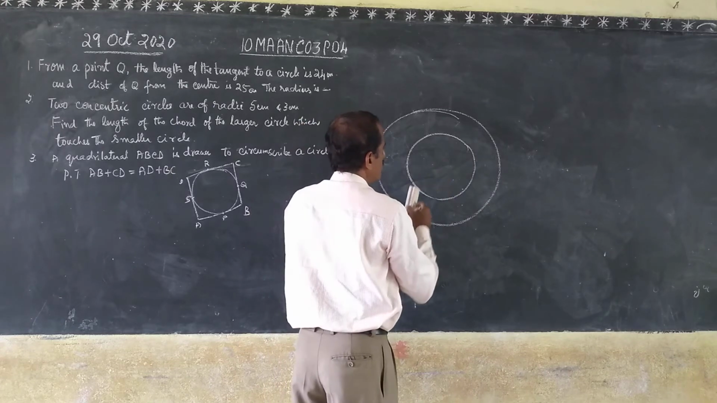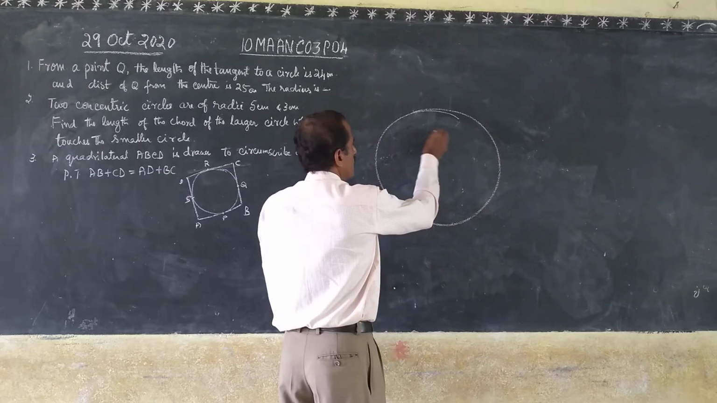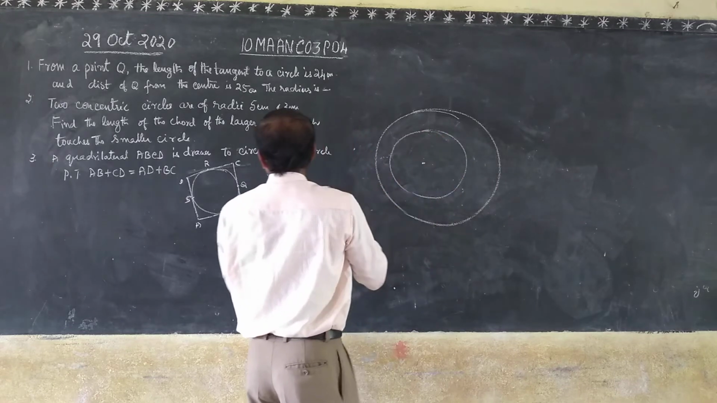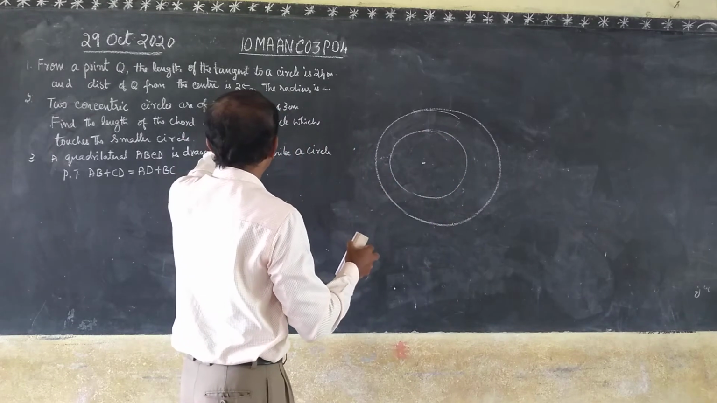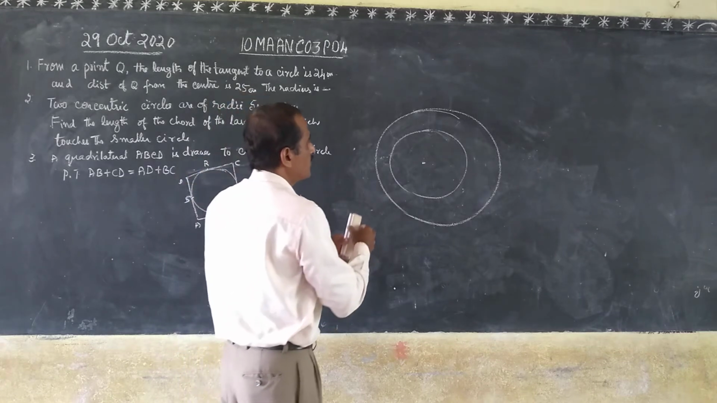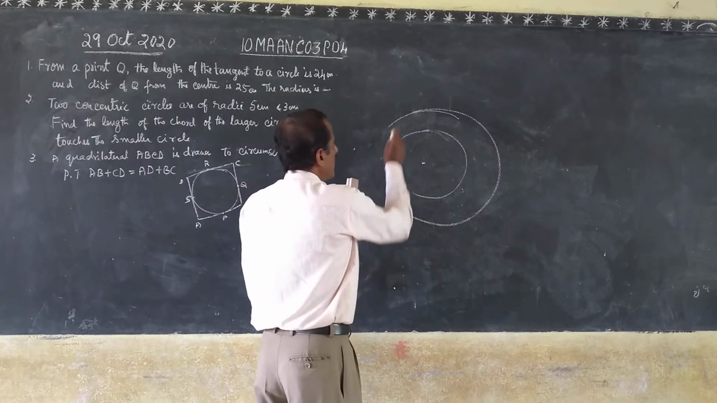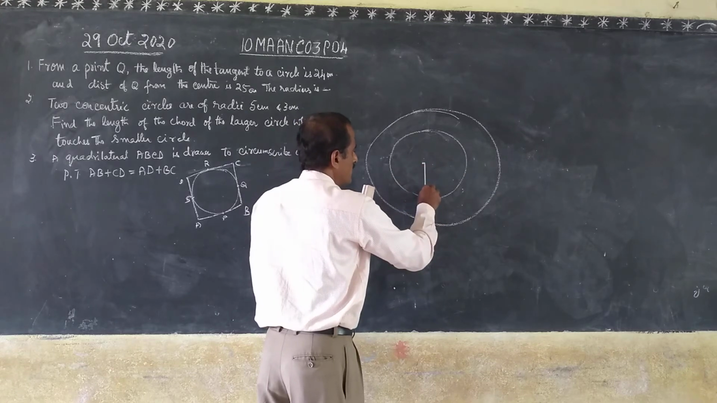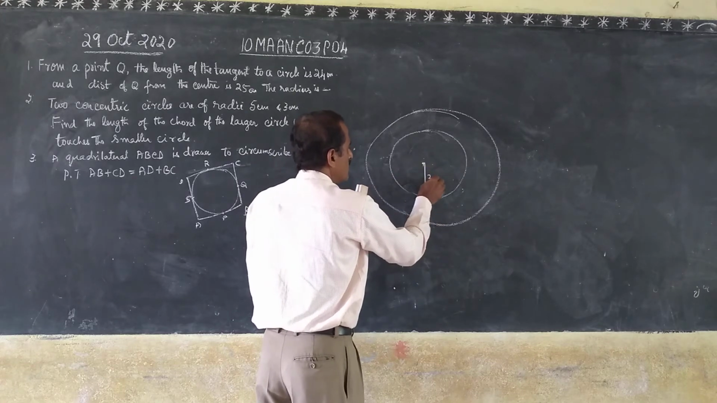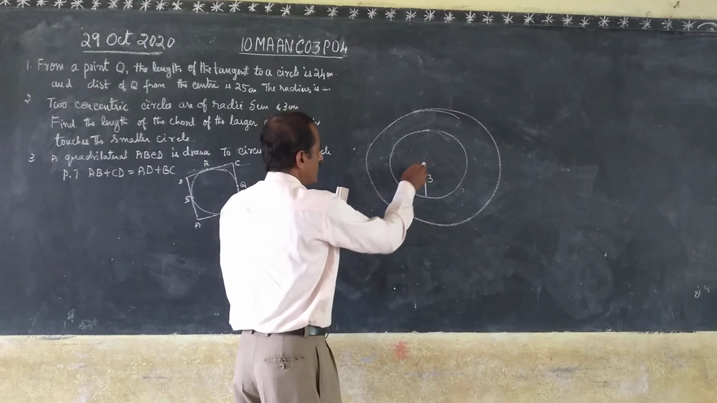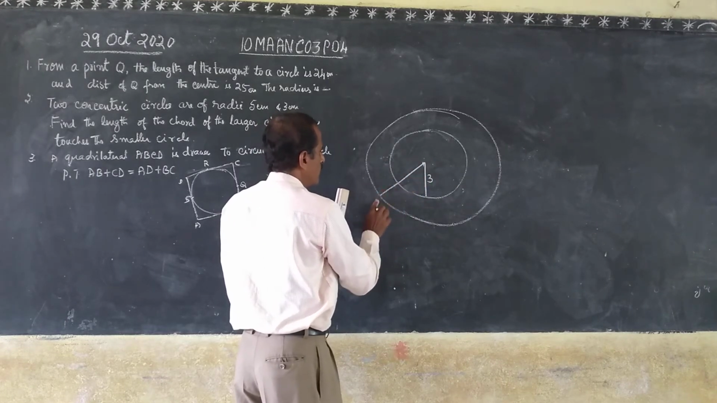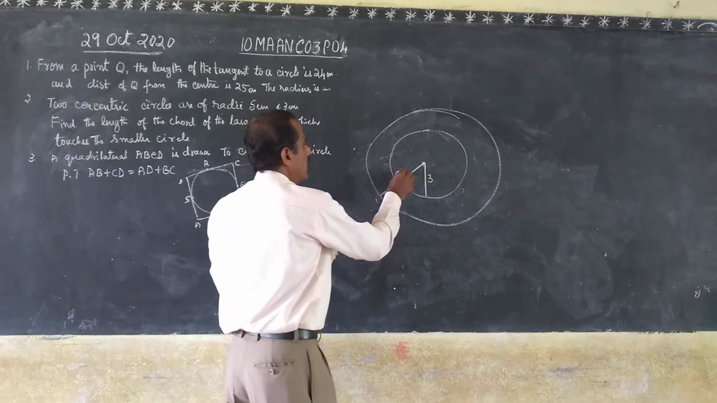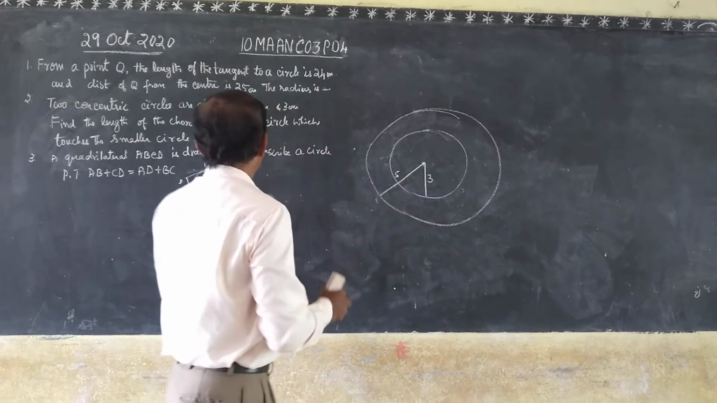Let us consider these are two concentric circles. Two concentric circles are of radii 5 cm and 3 cm. So one is of 5 cm, another 3 cm. I will take this as the radius of this circle. It is 3, and the radius of the other circle as 5. So this is 5 cm. The radius of the bigger circle is 5 cm, and the radius of the smaller circle is 3 cm.